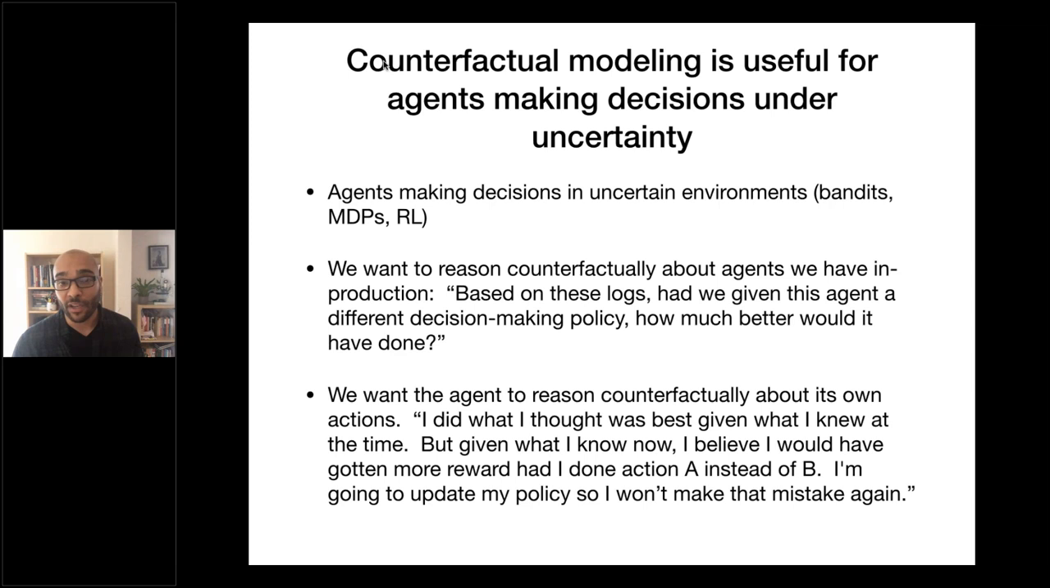But moreover, we want the agent to actually reason counterfactually about its own actions. So I'm the agent and I'm making decisions. I'm a bandit algorithm, and some input comes in, and I did what I thought was best given what I knew at the time. But given what I know now, I believe I would have gotten more reward had I done action A instead of B. So what I'm going to do is update my policy so I don't make that mistake again, assuming that I encounter the same circumstances.